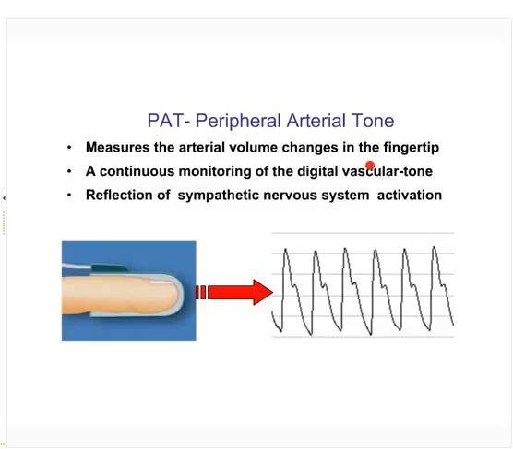or PAT. Peripheral arterial tone is measured by the measurement of arterial volume changes in the fingertip, and it serves as a continuous monitor of the digital, meaning the fingertip, vascular tone. And it's a reflection, therefore, because it measures this vascular tone, of the sympathetic nervous system activation.